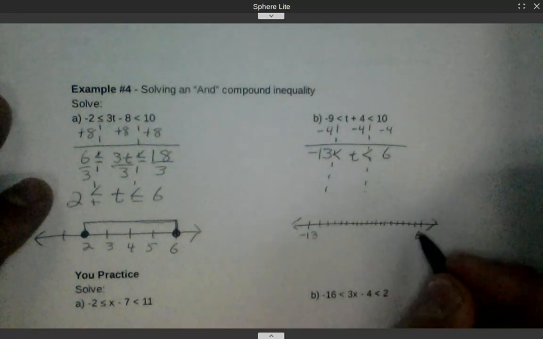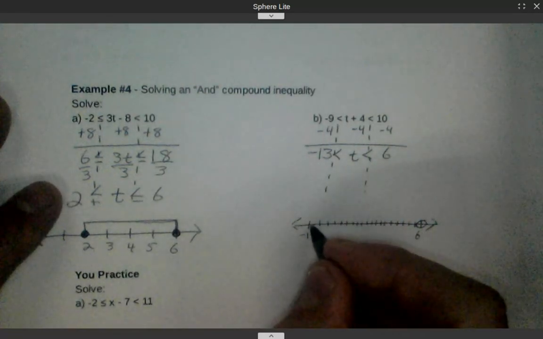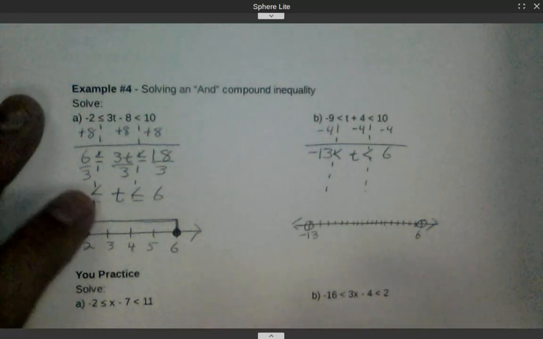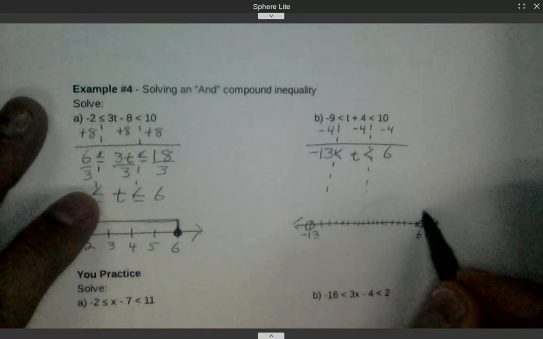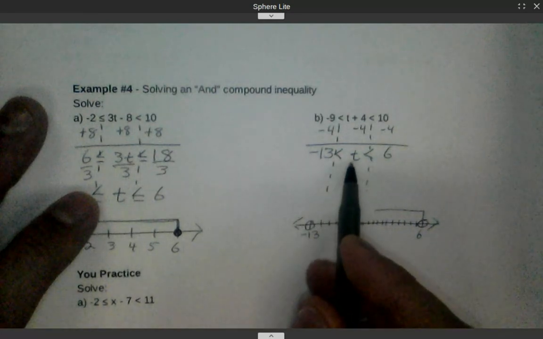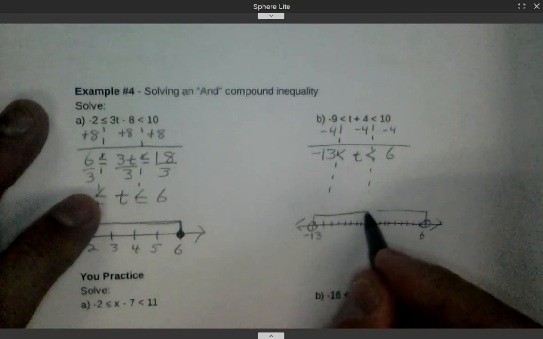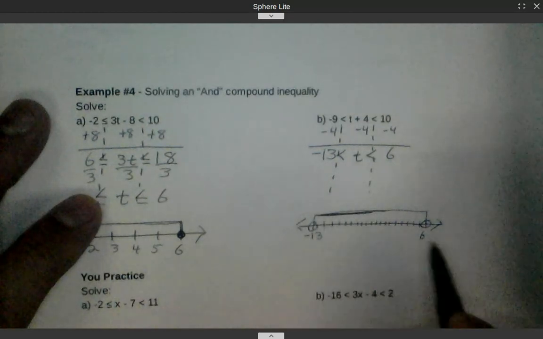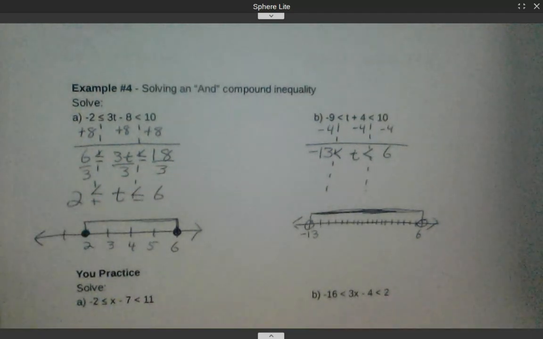So if I put this 6 on my number line, I know that t is less than 6, so this will be an open dot. And I know t is greater than negative 13, so that will be an open dot. I'm looking for all the numbers that are less than 6, which is to the left, and all the numbers that are greater than negative 13, which are to the right. And so we have, again, that graph where the two come together and meet.